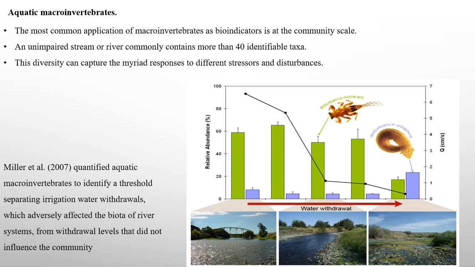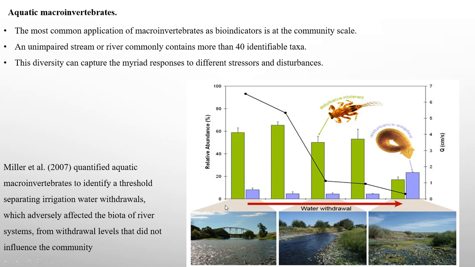There are several other disturbances as well, like fine sedimentation, metals, nutrients, and hydrologic alteration. So accordingly, microinvertebrate communities have been frequently used as environmental, ecological, and biodiversity indicators. Here, the scientist Miller et al. quantified the aquatic microinvertebrates to identify the threshold separating irrigation water withdrawals.